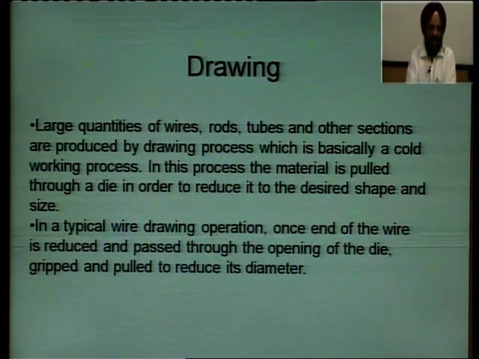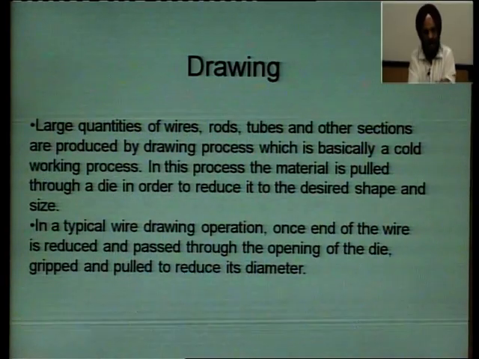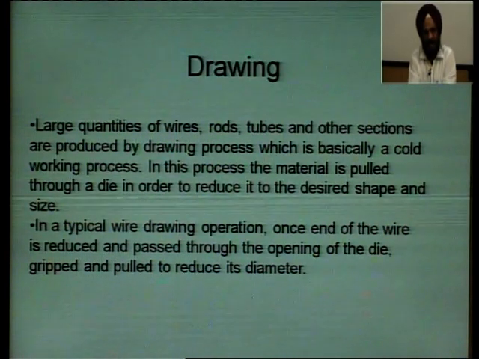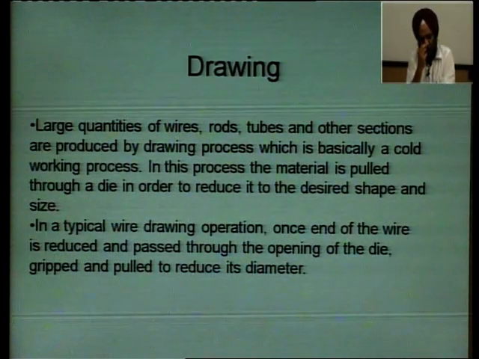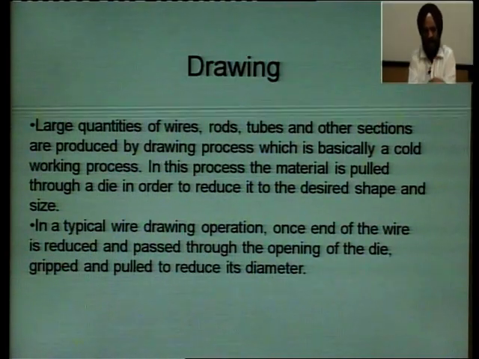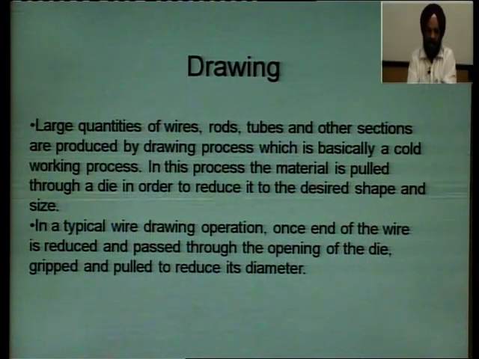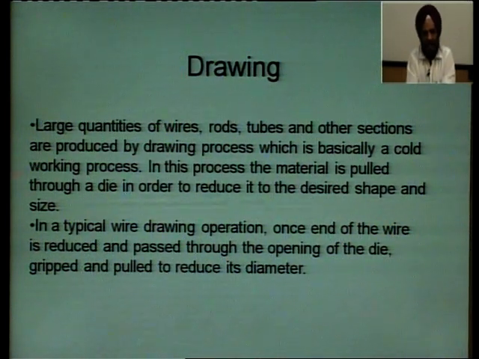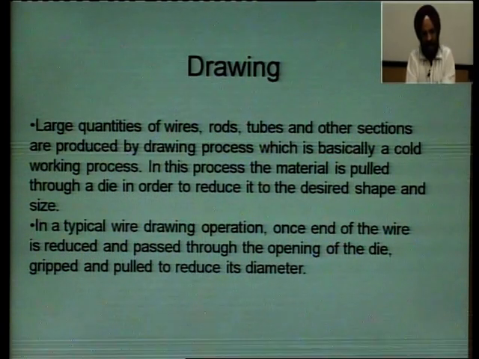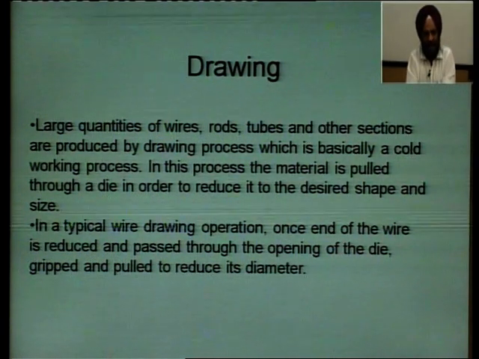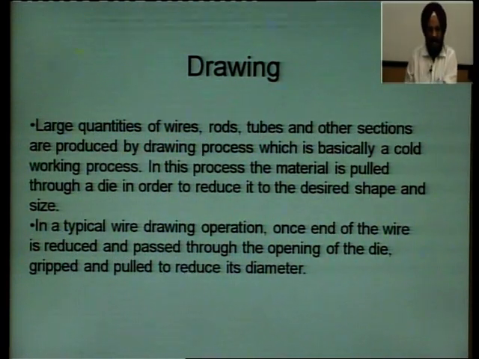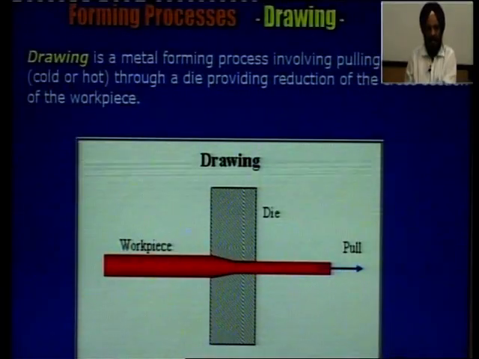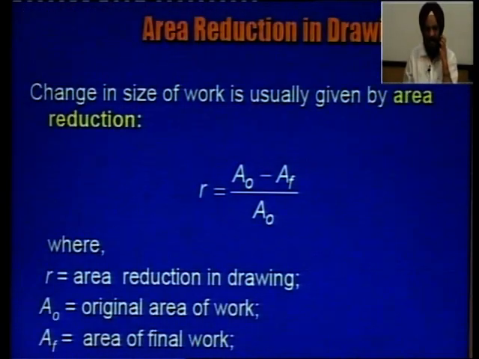Wire drawing, you must have all heard. Large quantities of wires, rods, tubes and other sections are produced by the drawing process, which is basically a cold working process. In this process, the material is pulled through a die in order to reduce it to the desired shape and size. There are many small wire drawing units you must have seen, you must have visited somewhere, where you reduce the diameter just by cold working and pulling it through a die. So this is again the same thing.